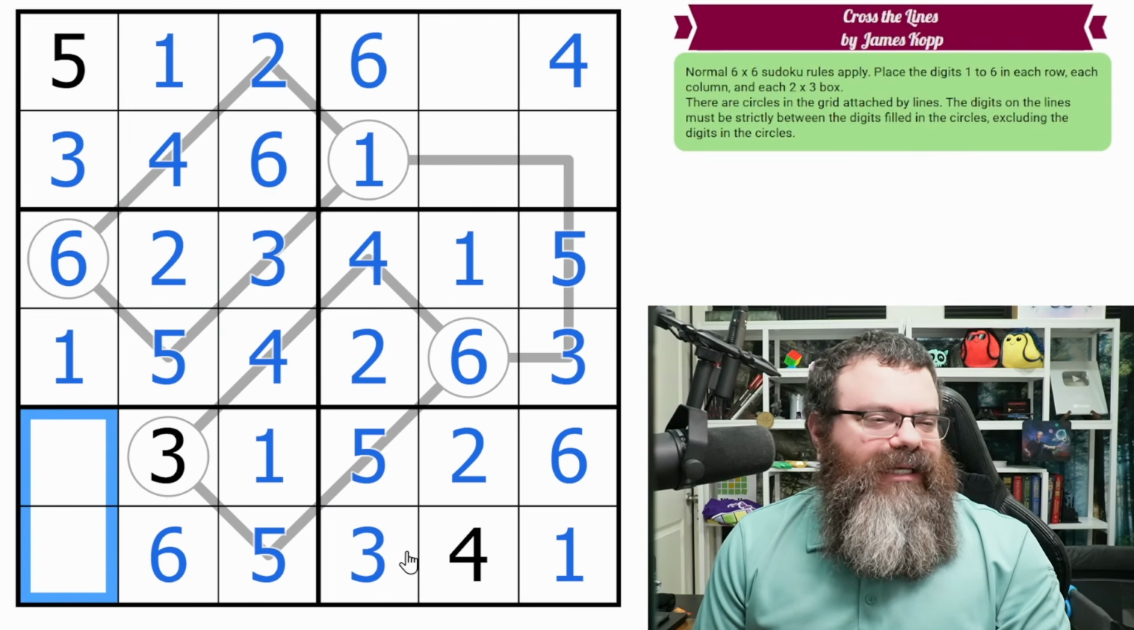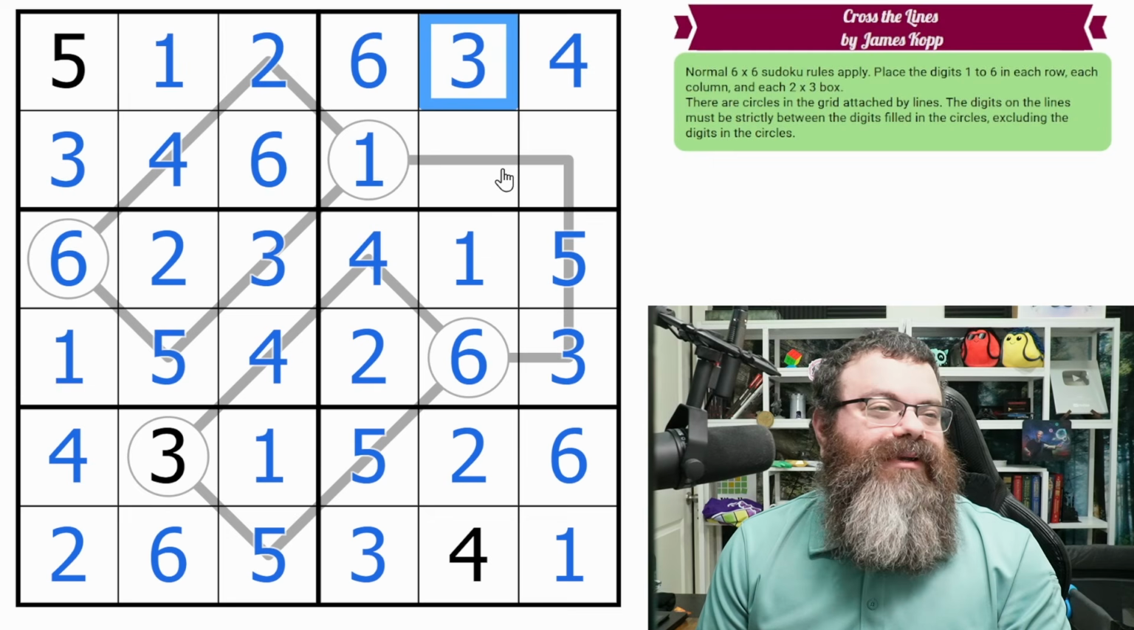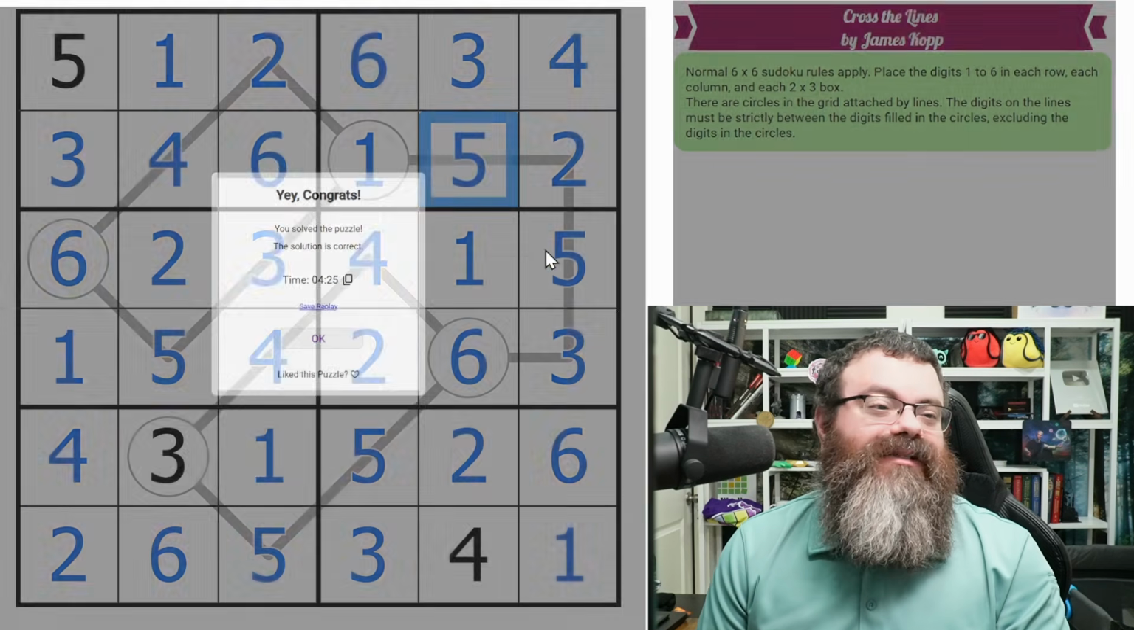Okay, over here we need a 2 and a 4. This 4 tells us that's 2, that's 4. This needs to be a 3, and then down here we need a 2 and 5. So that's 2, that's 5.